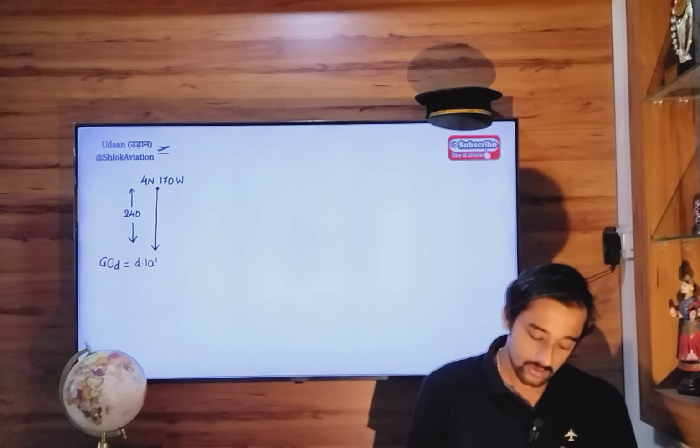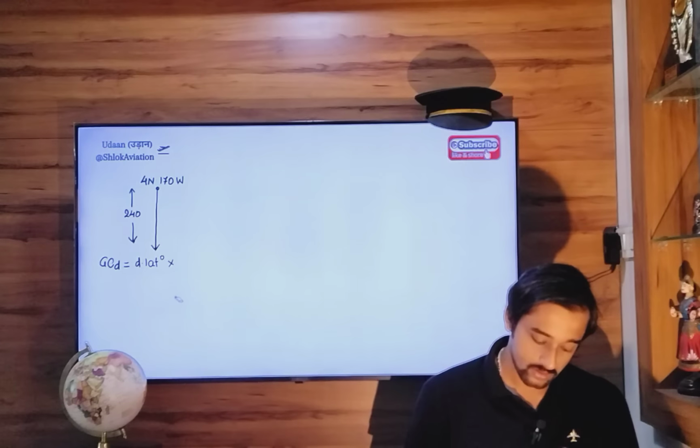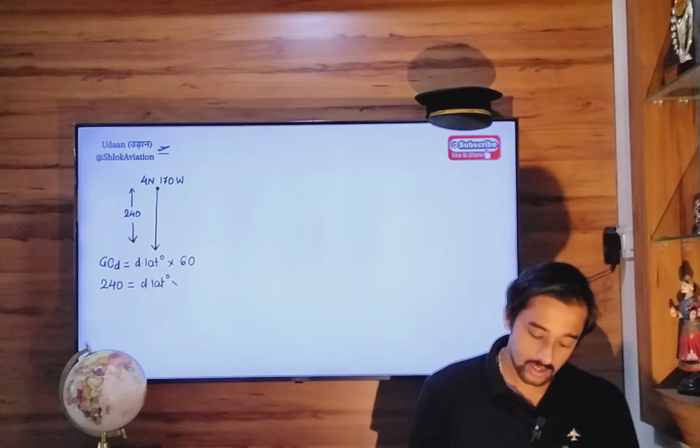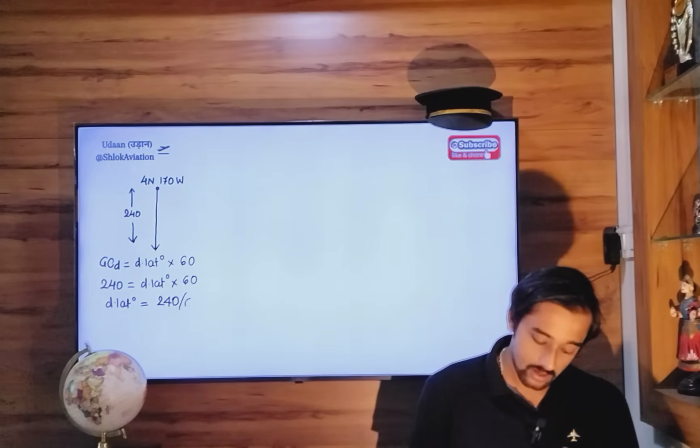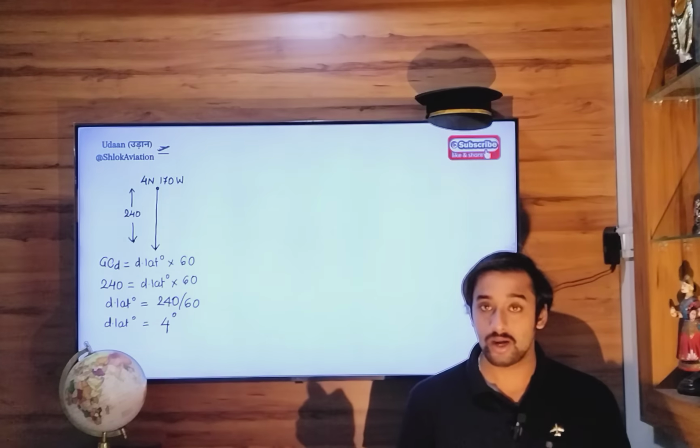D lat into 60. So 240 equals the difference in latitudes into 60. Difference in latitude equals 240 by 60, which is equal to 4 degrees.